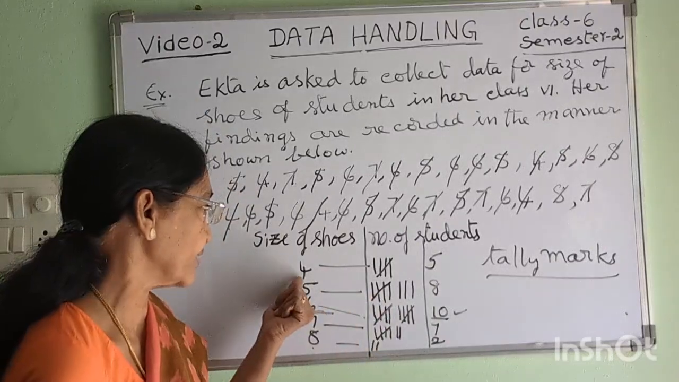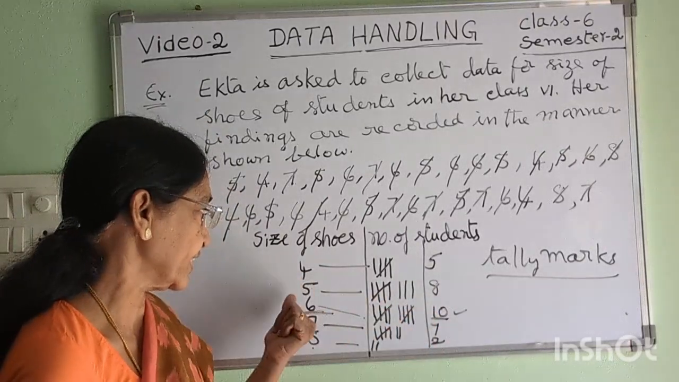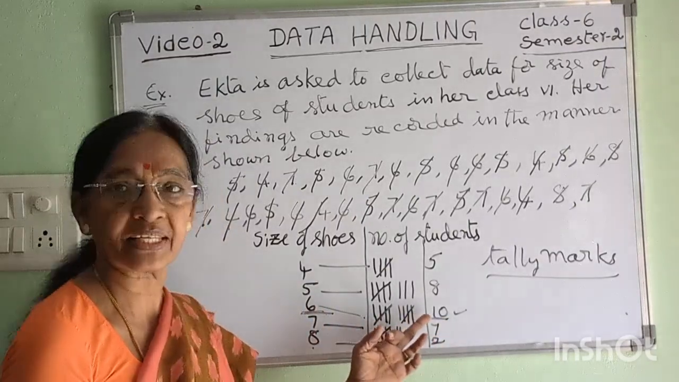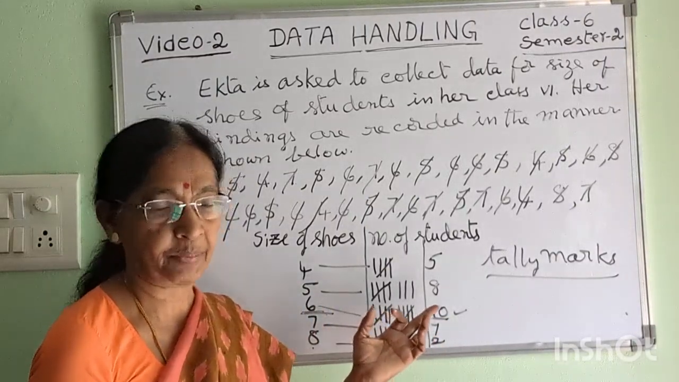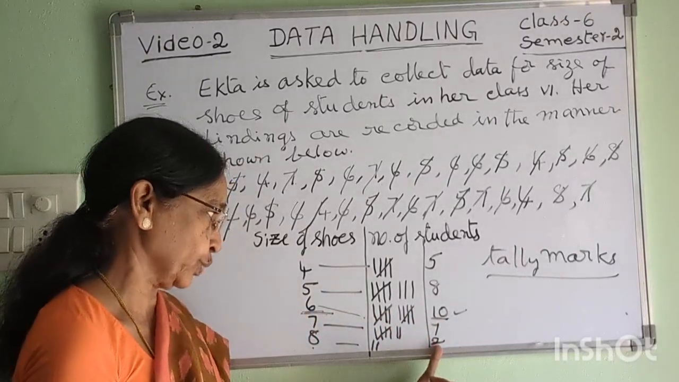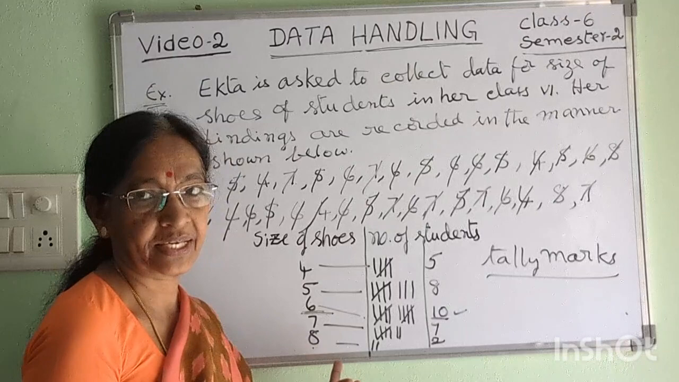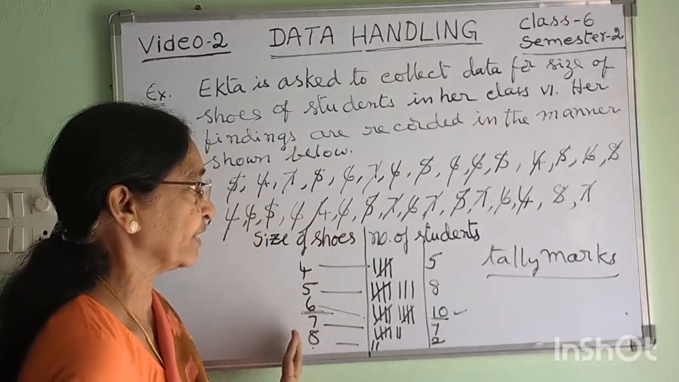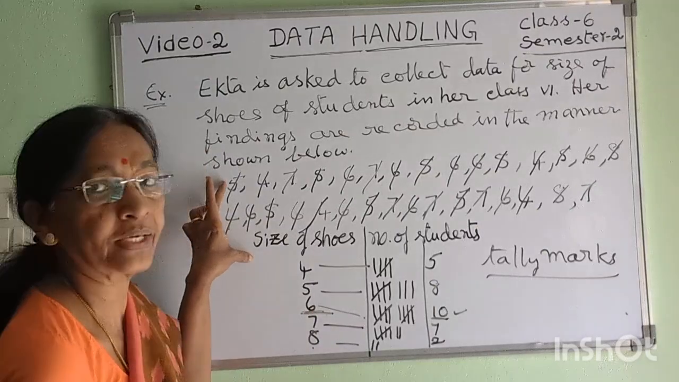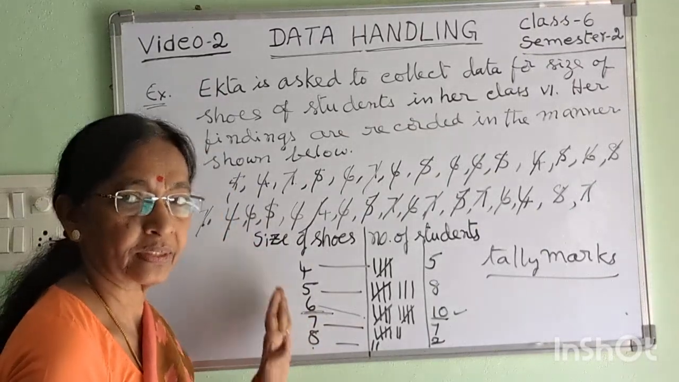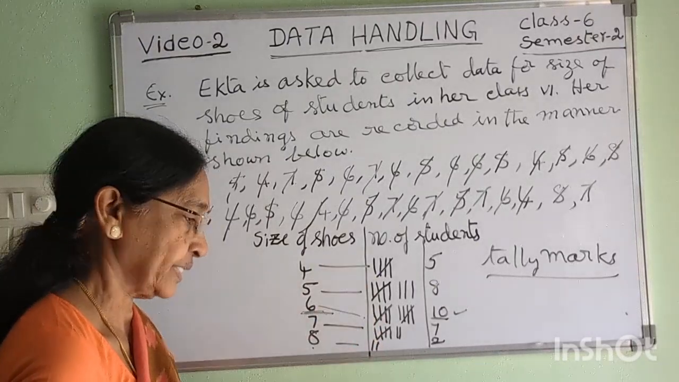8 students are wearing size 5, 10 students are wearing size 6. This is the maximum number. So the maximum number of students are wearing size 6 and the minimum number, 2, are using size 8. Thus we have to tabulate the information like this. This is called the raw information and this is tabulated information using tally marks.